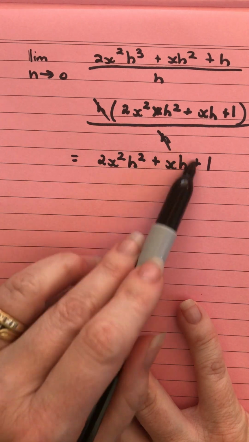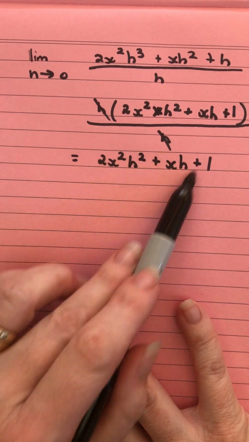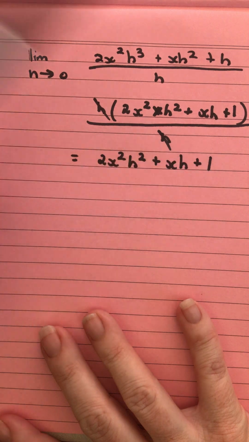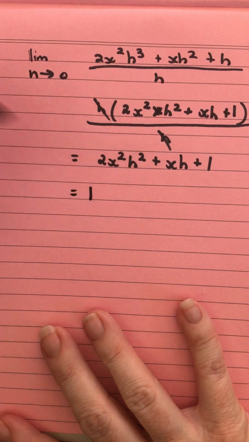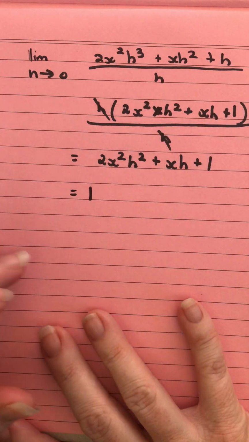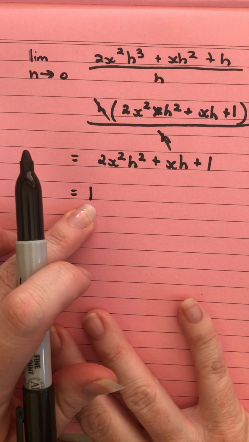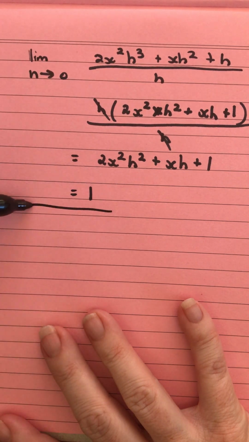As h approaches 0 here, 0 times x, that's going to be 0 as well. So we're left with 1. So as h approaches 0, that function is going to approach 1. So the limit as h approaches 0 will be 1.